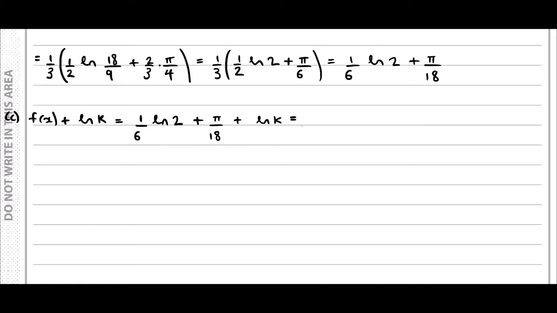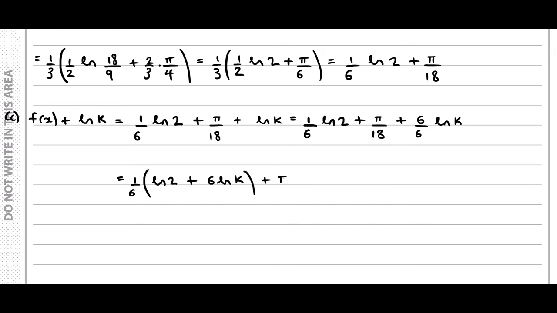I can rewrite the natural log of k as 6 over 6 times the natural log of k. So we have 1 over 6 times the natural log of 2 plus pi over 18 plus 6 over 6 times the natural log of k. And if we factorize out a sixth, we have a sixth lots of the natural log of 2 plus 6 times the natural log of k. We still have this pi over 18.